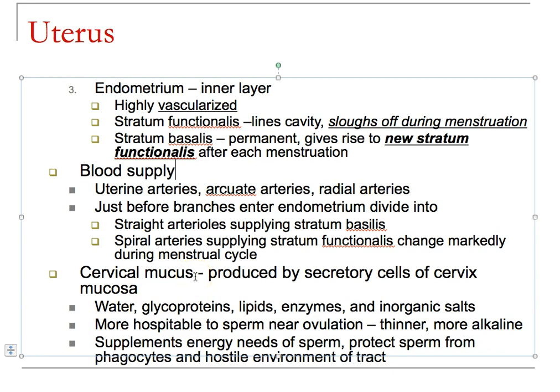The cervix itself makes glycoproteins, lipids, and enzymes, and what they're doing, of course, is making the cervix and the vagina more hospitable to sperm as ovulation approaches. Not all the time. So it's a certain amount of energy required at a specific time during any one of the ovulatory cycles. Thinner, more alkaline fluid is actually being made, and it supplements the energy needs of the sperm, and it protects the sperm from phagocytes that are literally trying to destroy the actual spermatocytes.